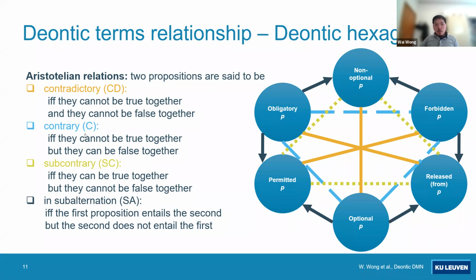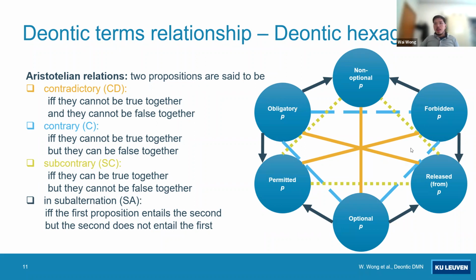So the other two relationships: there is a contrary relationship, where it's saying that the terms cannot be true together, but they can be false together. It's easier to see from the obligatory and the forbidden. For example, if you say you are obligated to come to this meeting, then it must not be forbidden for you to come to this meeting.